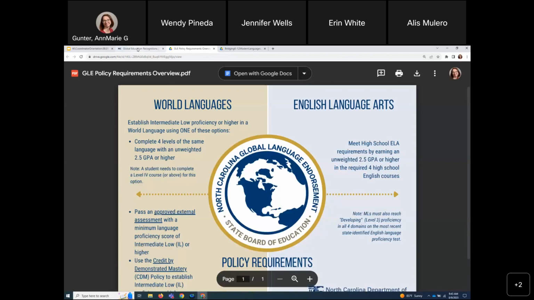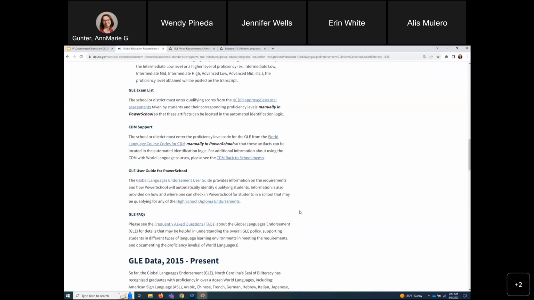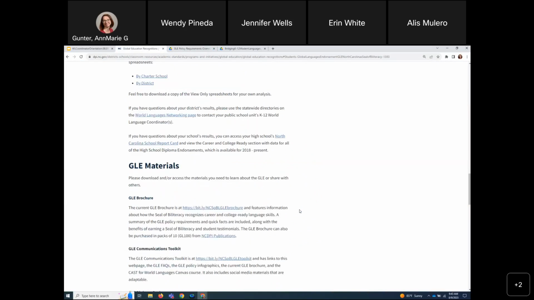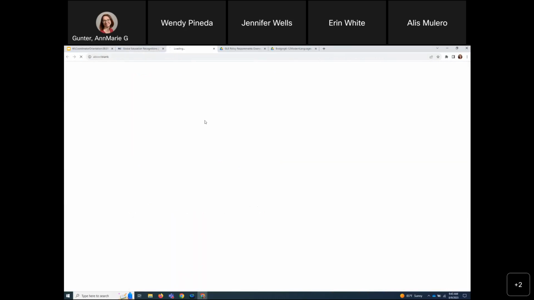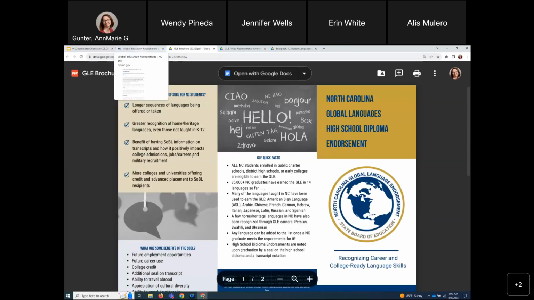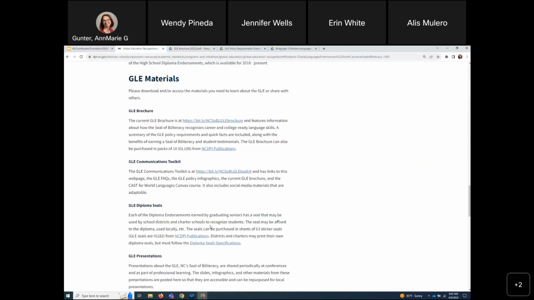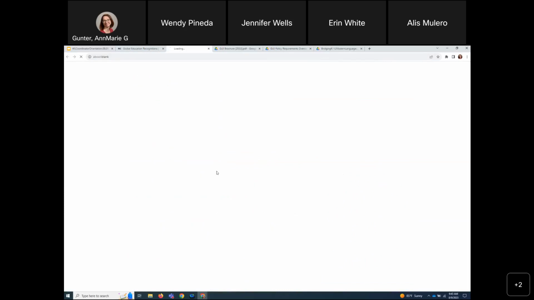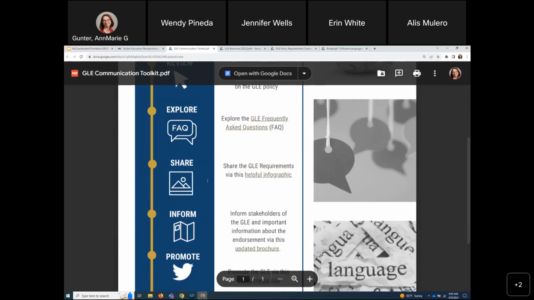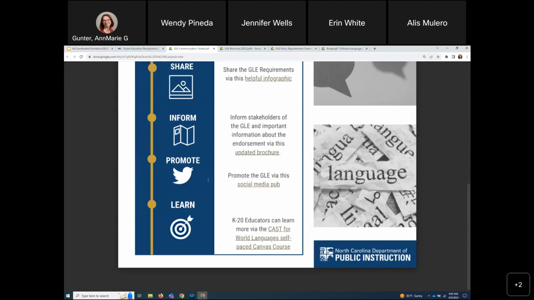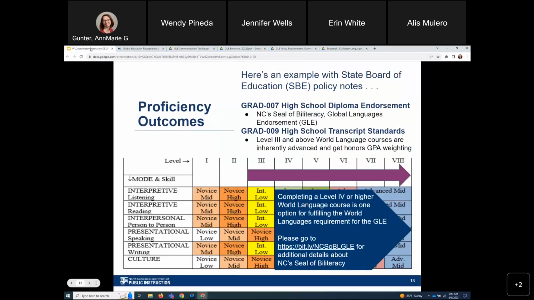A lot of those details are also available in the brochure. If you scroll down here about our materials, there's the GLE brochure and the communications toolkit. So again, there's a bit.ly link to those, and you can get the brochure and find out more about it, or share that information, or create your own local brochure if you would like to. There's also a communications toolkit that links to all the resources we just talked about, the page, the FAQs, the infographic, the brochure, and different kinds of things about promoting and learning about the GLE. So there's a lot there, but that's where you can get started with all of the information.